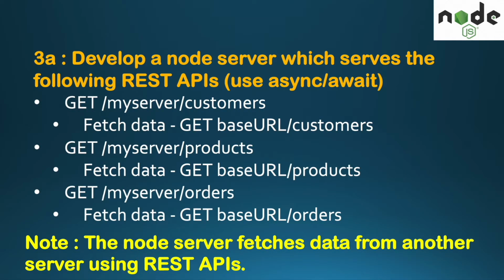So now what does it say? Develop a node server which serves the following REST API. This is exactly the first exercise that we did. What we want to do now is that instead of using the promise syntax, we want to use the async await syntax. So let's go ahead and do that.